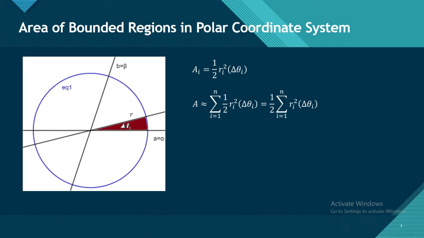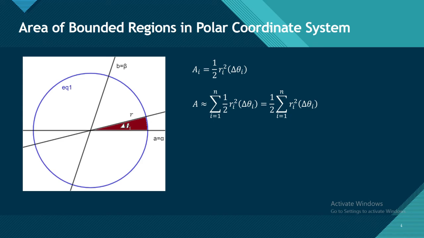Now, if you want to produce a better approximation of the area of that region, this is what you do. For n sectors, the approximate area of that region is going to be this: the sum of 1/2 times r sub i squared times the change in angle. Okay, so look at this. I'm using r sub i, not simply r.